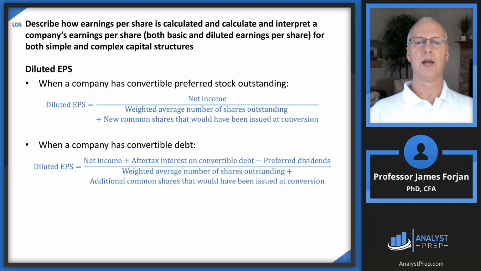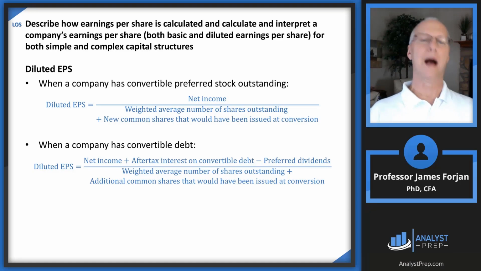And so we don't take out the preferred dividends because we're assuming those preferred shares are converted to common shares. And we divide by the weighted average, same thing we did before, plus we have to add in the denominator any of those new common shares that are issued to the preferred shareholders at conversion.